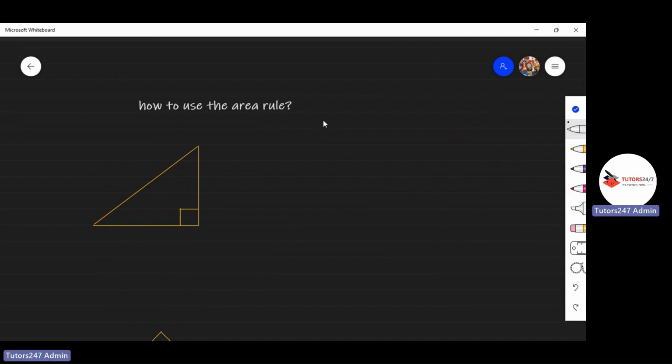Our area rule is area is equal to a half BC sine of angle A. So let us take a step back and have a look at the area rule that we have been using in our previous grades. That area rule is area is equal to a half times base times height. Now this rule is the exact same rule that we are now using.